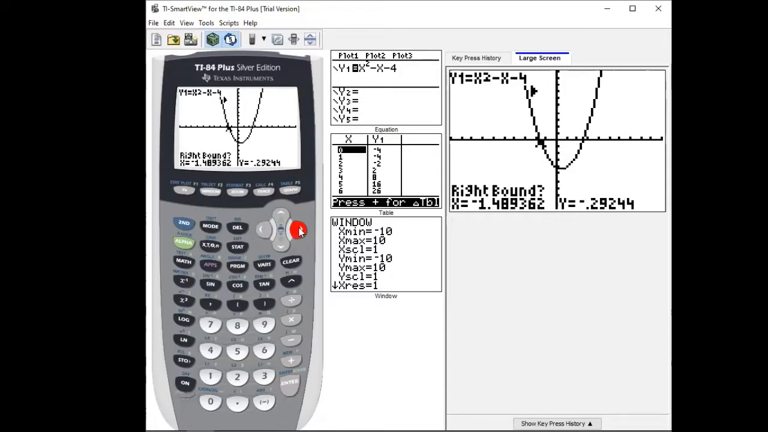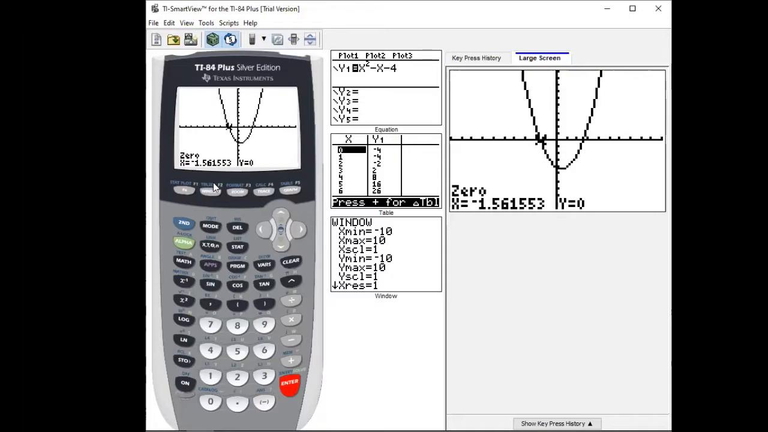Now I need a right bound. Now start moving until you cross the x-axis. Boom. Look at my number. Negative 1.09. Now I can hit enter twice, and it'll tell me the first zero. So I get negative 1.56. I'm going to write it on the board just so it's there when I show that again.